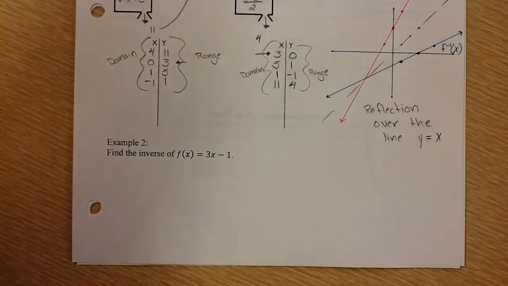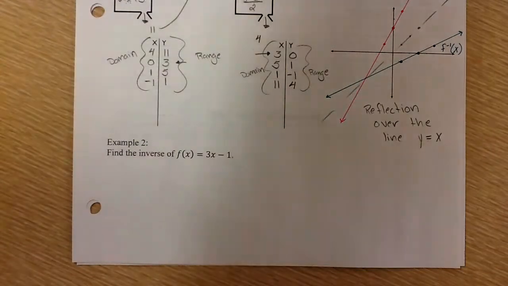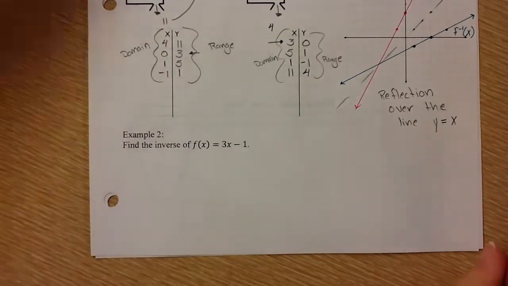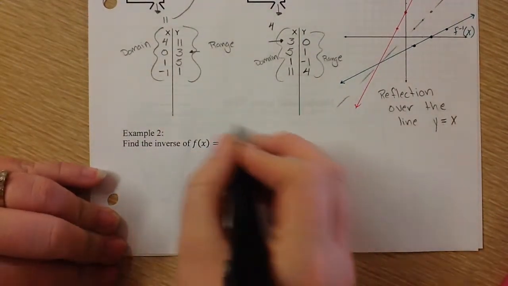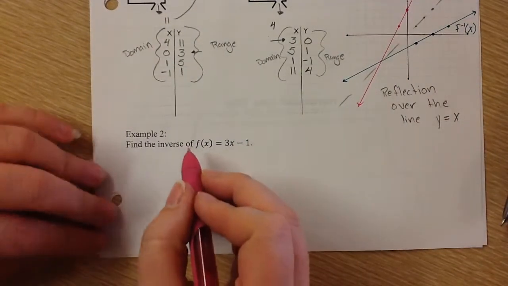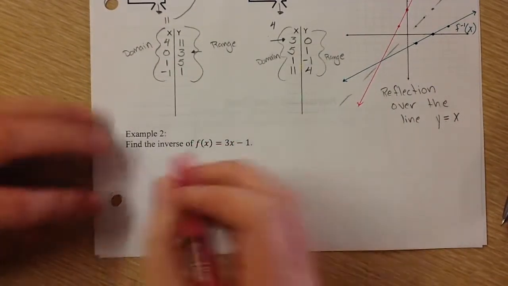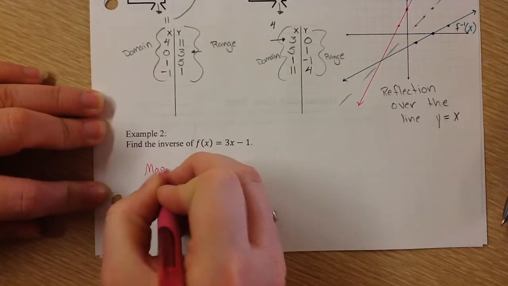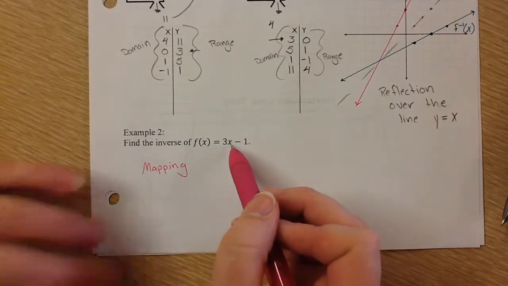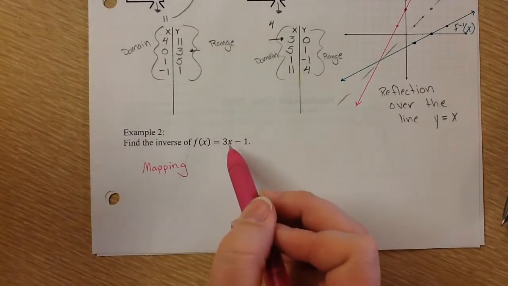Let's go ahead and find the inverse of this simple-ish type function. I'm going to show this to you in two different ways, so I'm going to color code that. The first way is using something called mapping. Basically what it is, I would think of what does this function do to x?